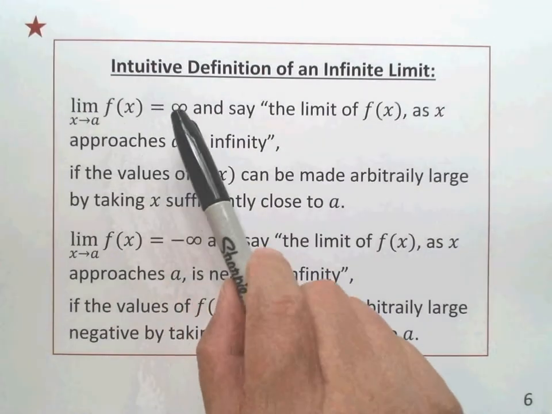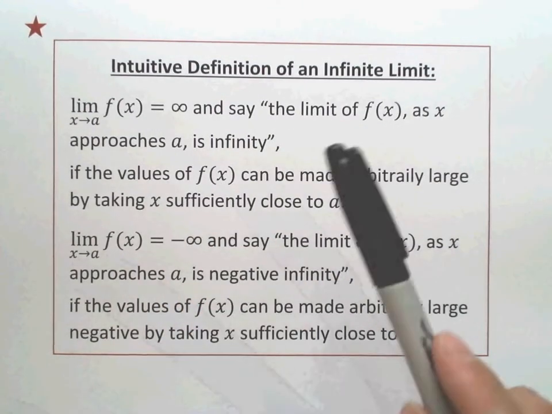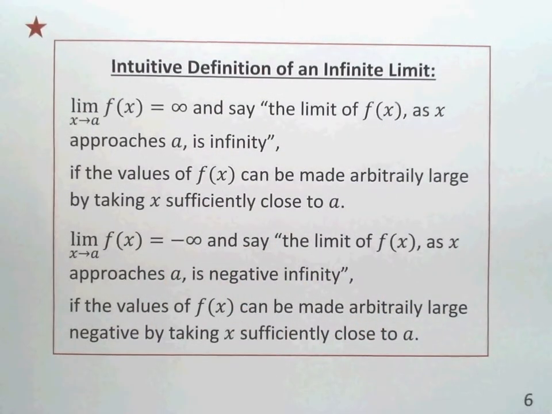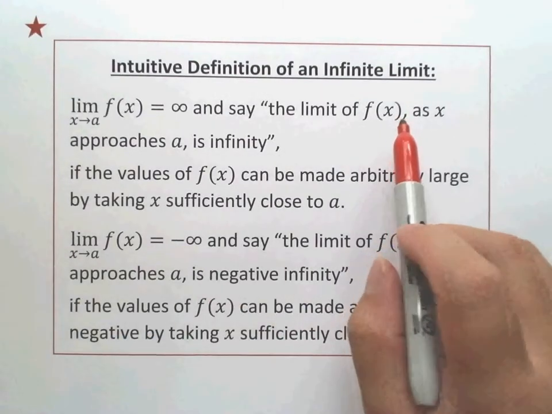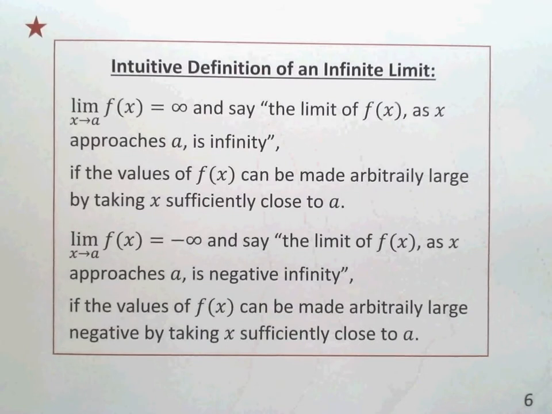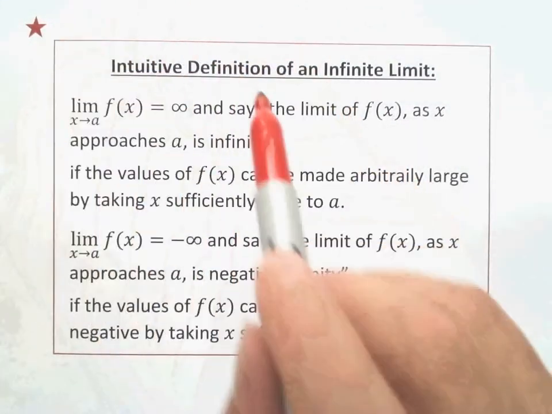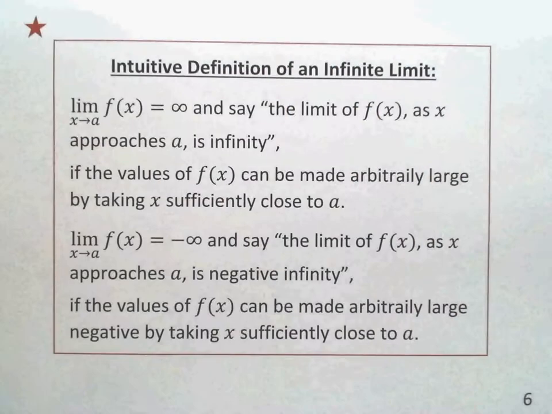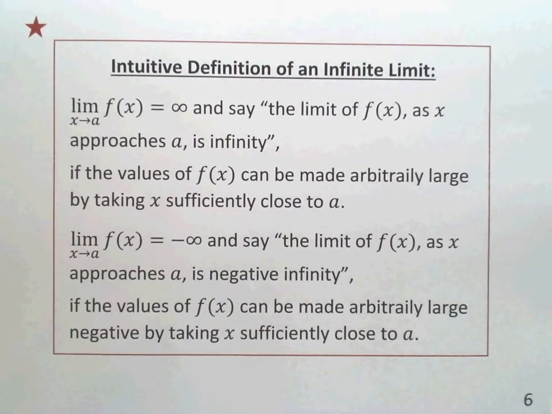Say the limit goes to infinity. Usually we say this: the limit of f as x approaches a is infinite. So we just did the reciprocal. When x approaches a from the right side, it goes to positive infinity.